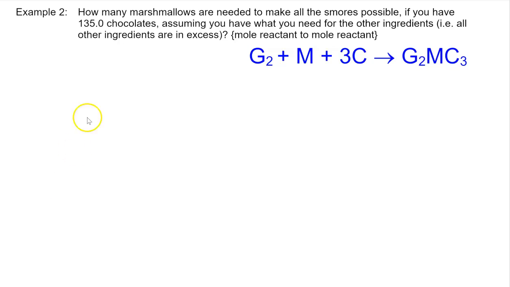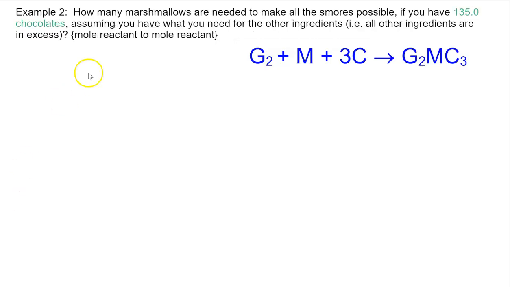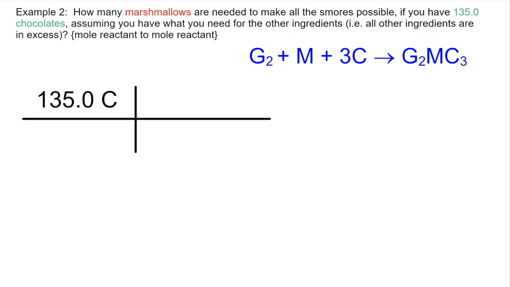All right, example number 2. This time we have 135 chocolate pieces. So we're going to try to figure out where we are going and where we are starting. We're starting with 135 chocolate pieces. I found the number and the unit, in this case no unit or label. We're going to marshmallows because it's by the question word, not the question mark, but the question word. So we're going to start with 135.0 chocolates.